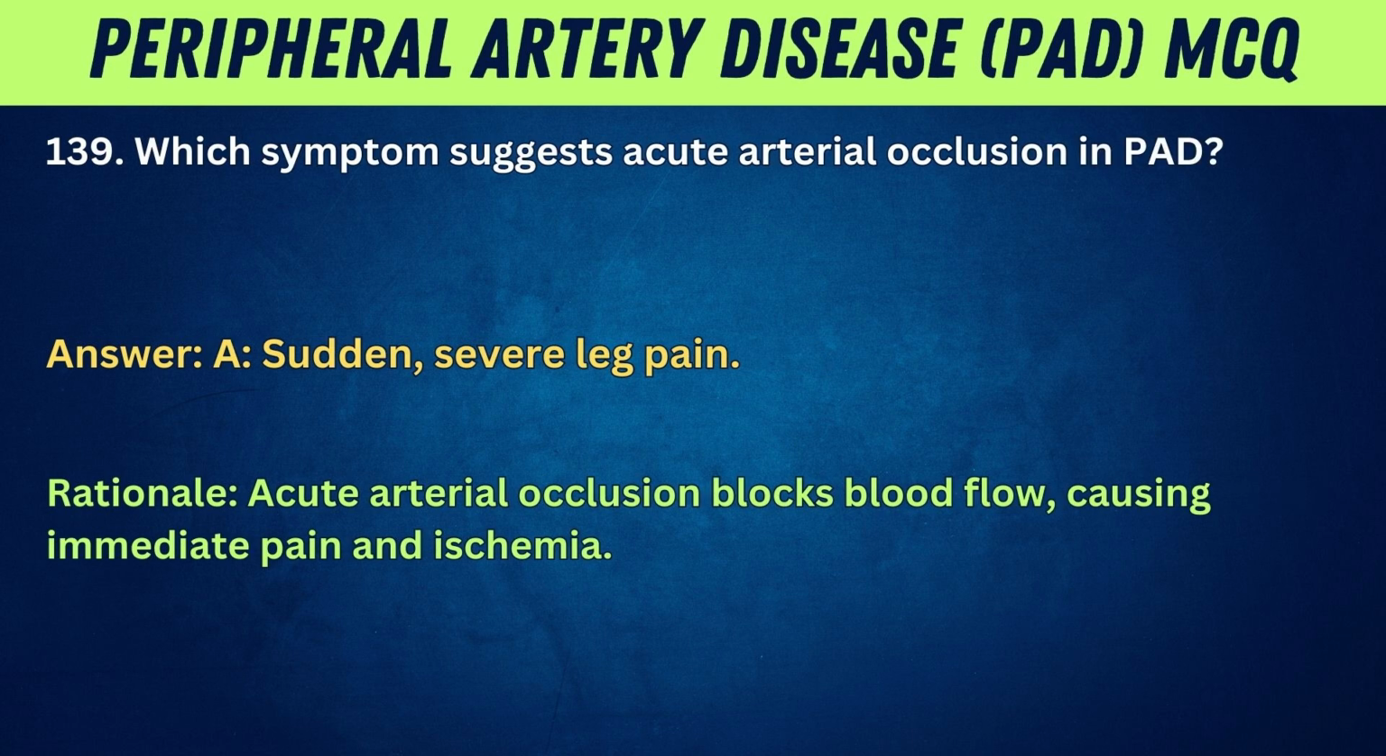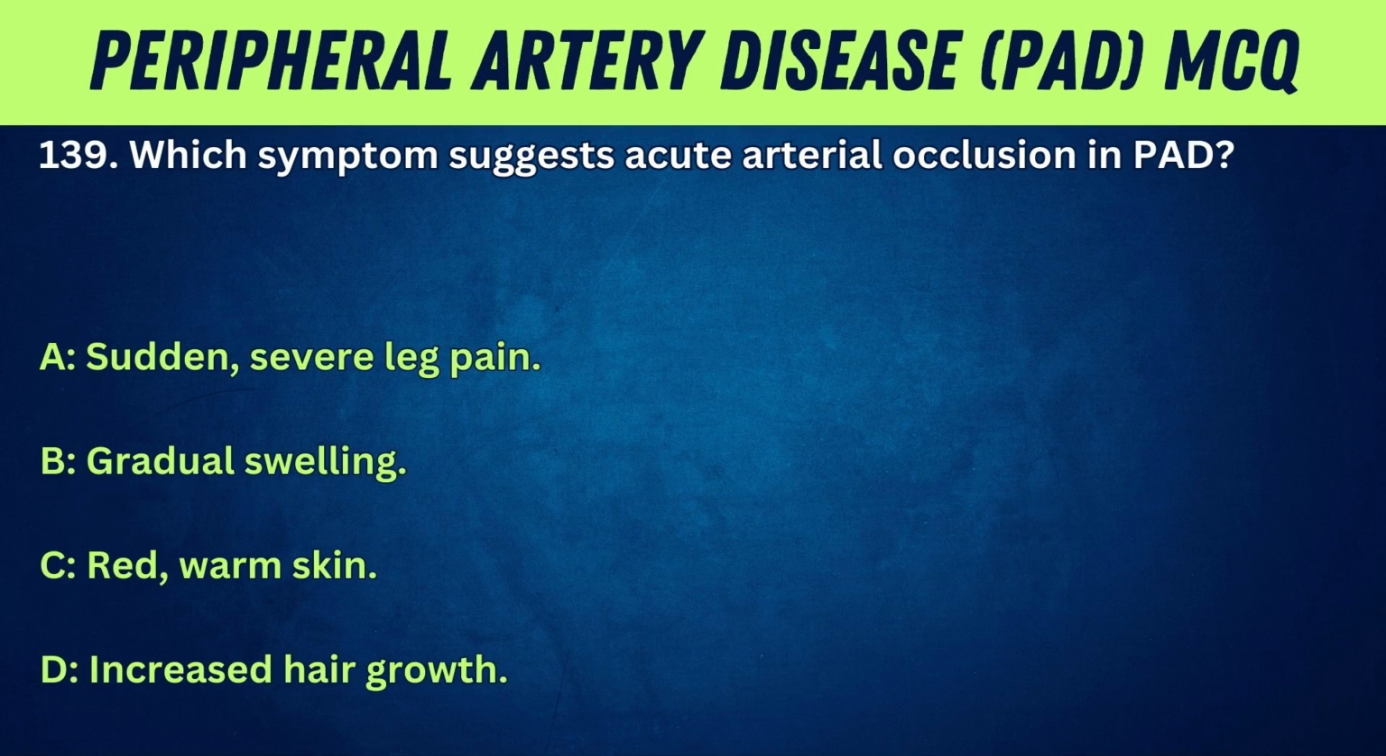139. Which symptom suggests acute arterial occlusion in PAD? A. Sudden, severe leg pain. B. Gradual swelling. C. Red, warm skin. D. Increased hair growth. Answer. A. Sudden, severe leg pain. Rationale. Acute arterial occlusion blocks blood flow, causing immediate pain and ischemia.